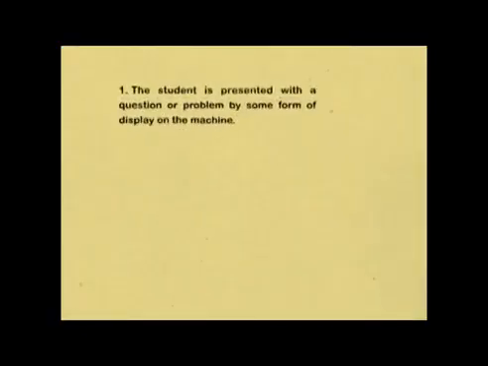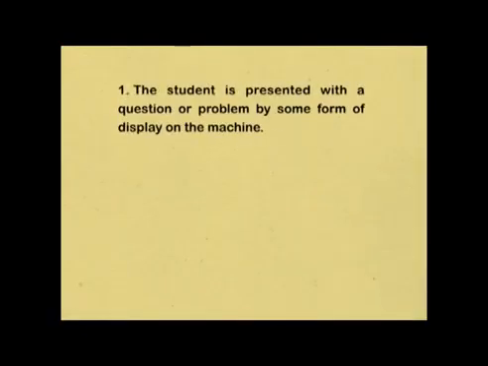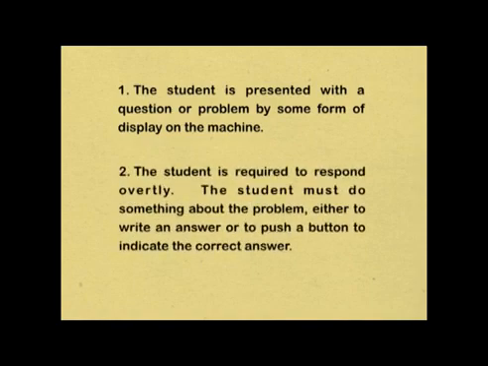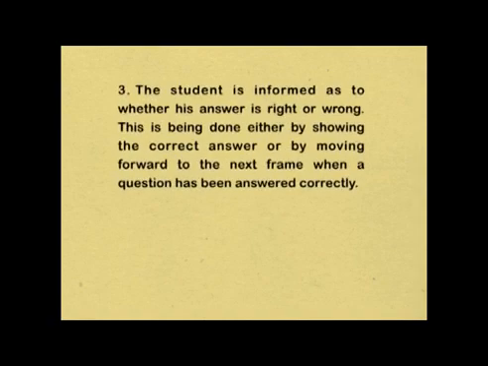The essential characteristics of the various teaching machines are as follows. First, the student is presented with a question or problem by some form of display on the machine. Second, the student is required to respond overtly. The student must do something about the problem, either write an answer or push a button to indicate the correct answer. Third, the student is informed as to whether his answer is right or wrong.